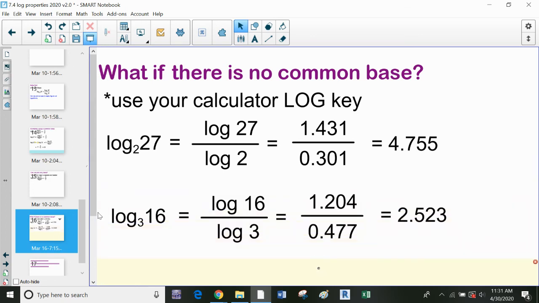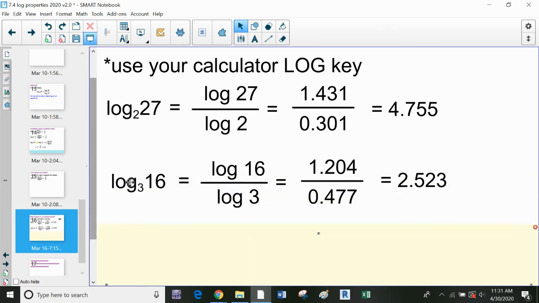One more I want you to try with your calculator so you get it. Log base 3 of 16. No way to pick a common base for these, so we're going to use base 10. Log base 10 of 16 over log base 10 of 3.